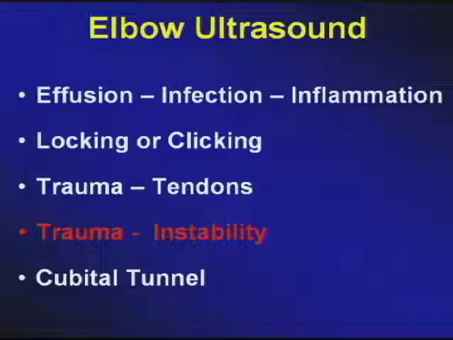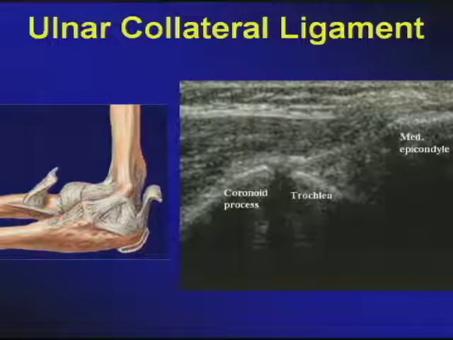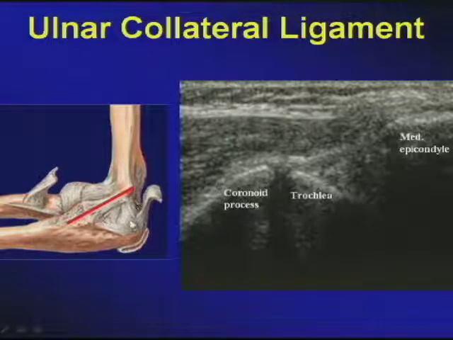Now let's switch over to what happens to the elbow when it's unstable. We'll address the ulnar collateral ligament, which is a commonly affected ligament in the elbow, especially for the throwing athlete. The ulnar collateral ligament is made up of three bundles. You have the anterior bundle, and then you have the transverse bundle, and then finally you have the posterior bundle. We are going to be concerned with the anterior bundle of the ulnar collateral ligament.